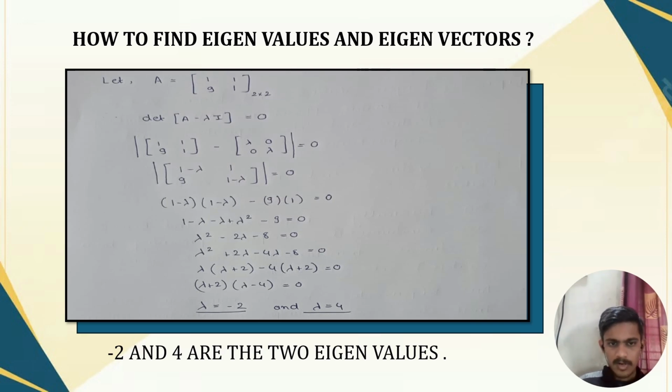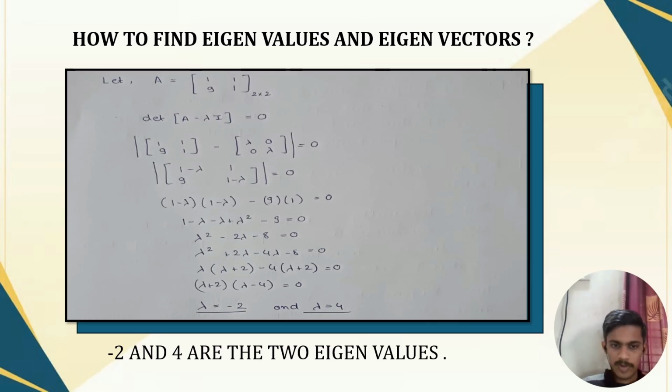So this will become [1 1; 9 1] minus [lambda 0; 0 lambda], and this determinant will equal 0. After the subtraction, it becomes [1 minus lambda, 1; 9, 1 minus lambda], and the determinant equals 0. Taking the determinant, it becomes (1 minus lambda) into (1 minus lambda) minus 9 into 1 equals 0. So 1 minus 2 lambda plus lambda square minus 9 equals 0, which turns into the equation lambda square minus 2 lambda minus 8 equals 0.